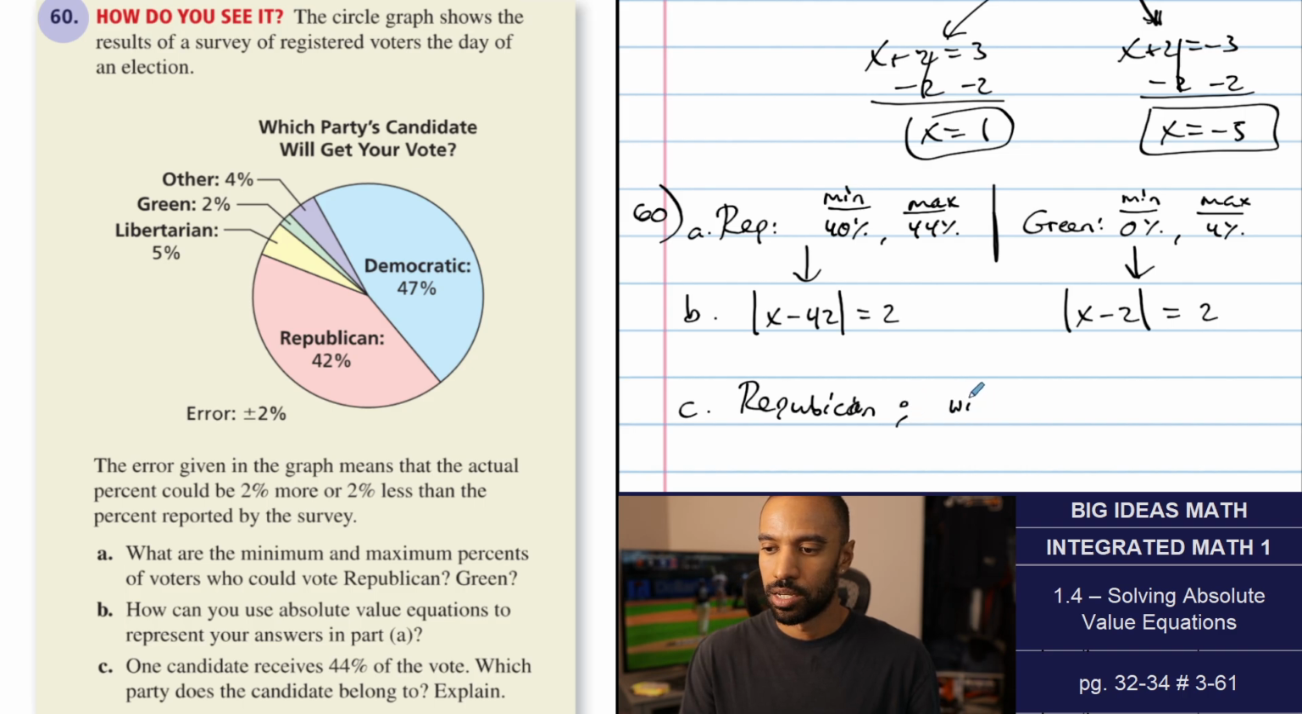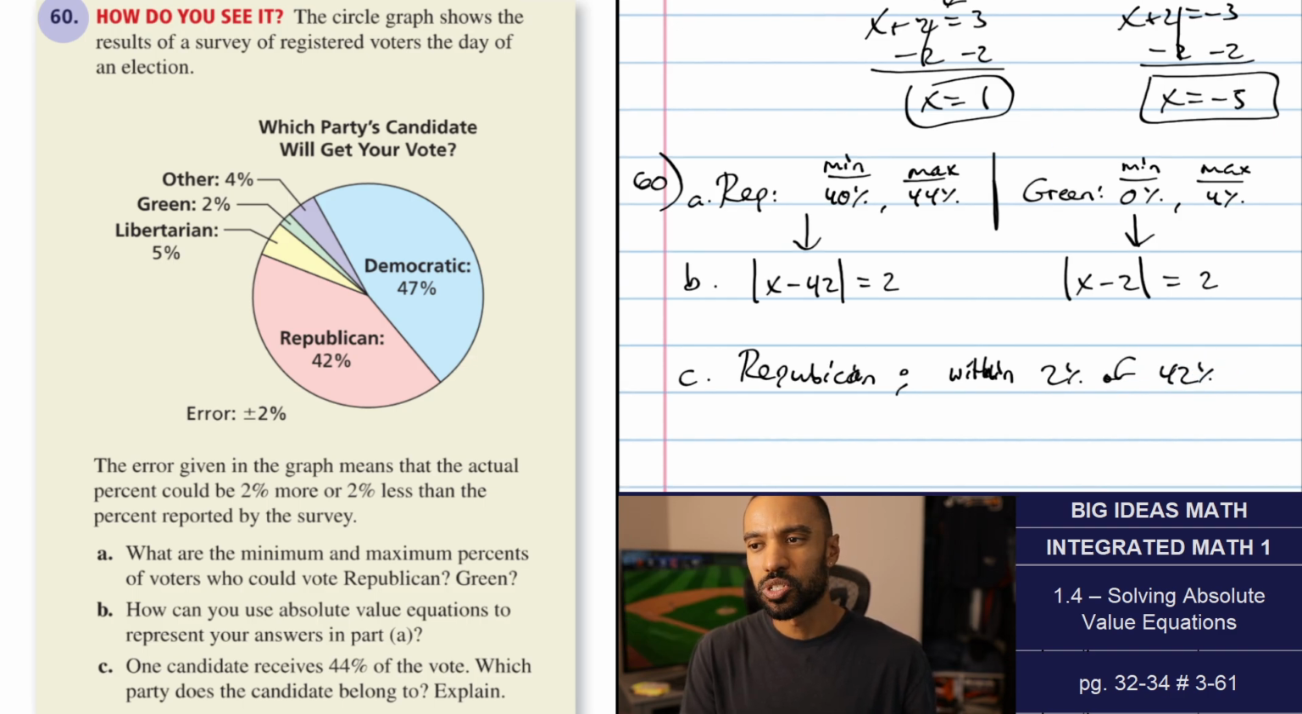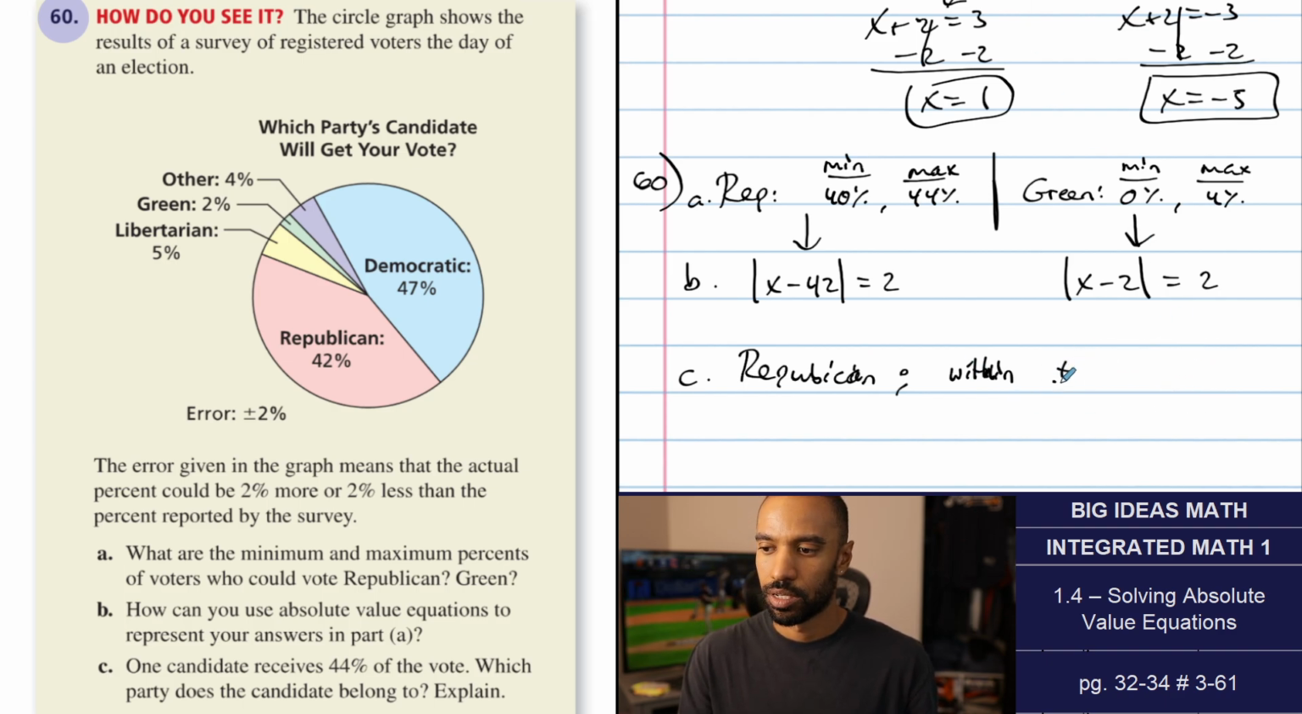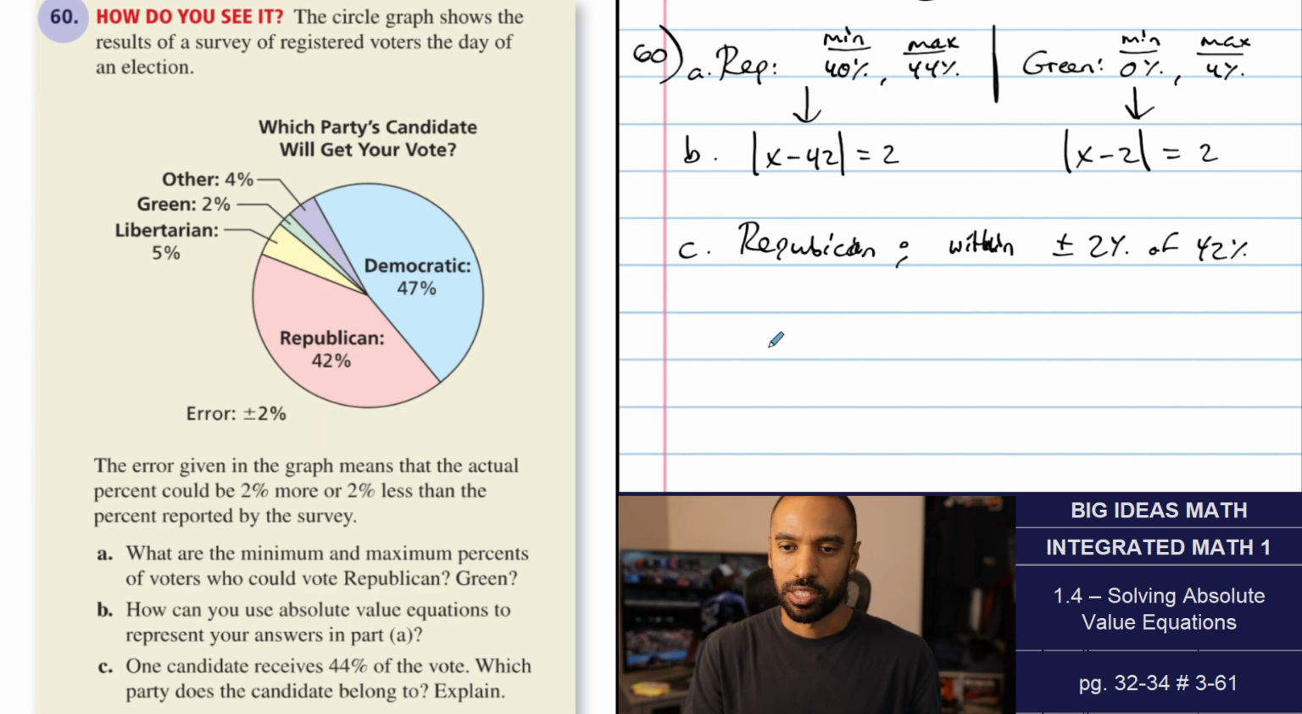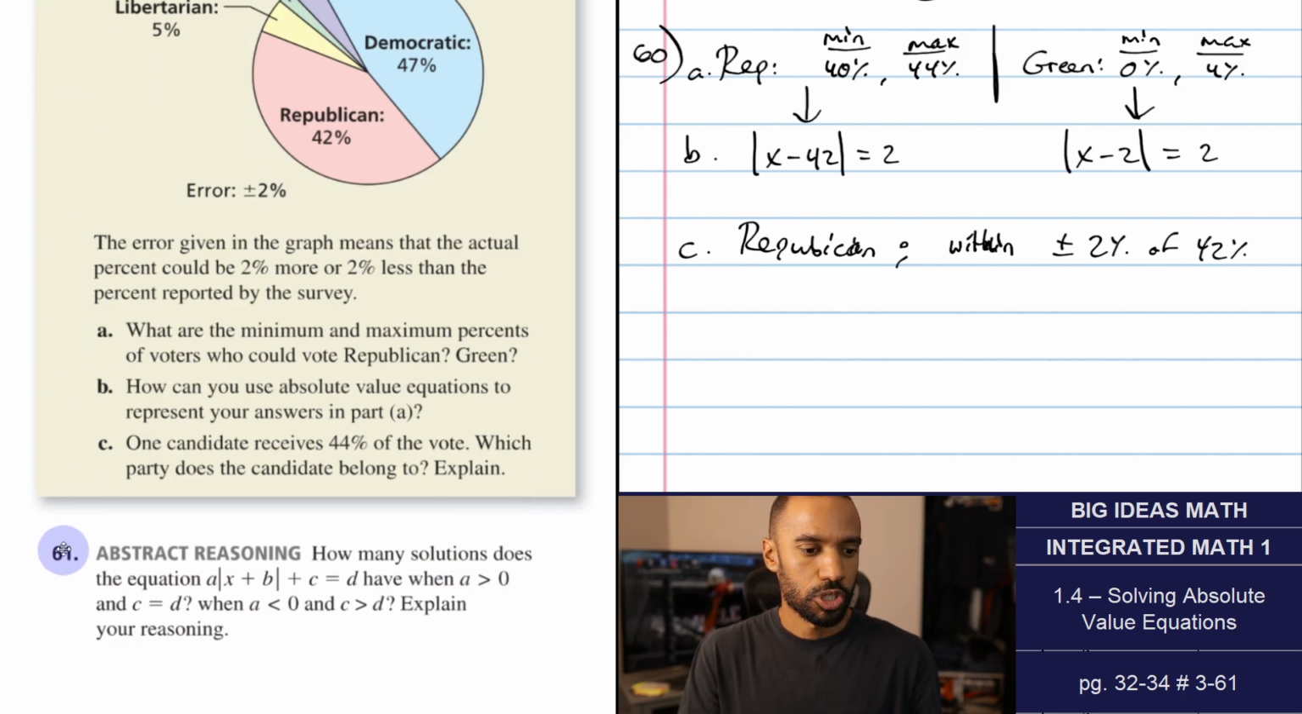It's within 2% of 42%. It's within that range. Not 2% of, within plus or minus 2% of 42%. 2% of 42% is a completely different number. So that's that one. And the last question we have, number 61, abstract reasoning.